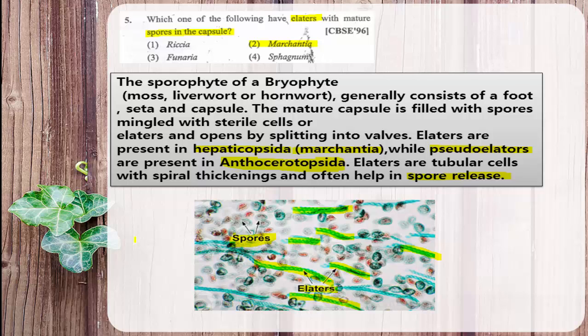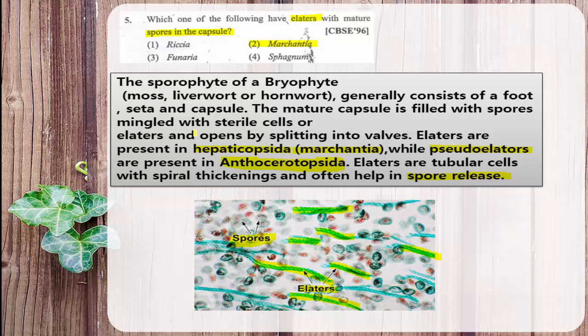Actually, Bryophyta is divided into 3 classes. Hepaticopsida, whose members are commonly called liverworts; Anthocerotopsida, whose members are commonly called hornworts; and Bryopsida, whose members are commonly called mosses. For Anthocerotopsida, the example is Anthoceros, and in Anthoceros the capsule contains pseudoelaters. Whether it is a normal elater or a pseudoelater, they show the spiral structure, they absorb moisture, and they help in the releasing of spores.